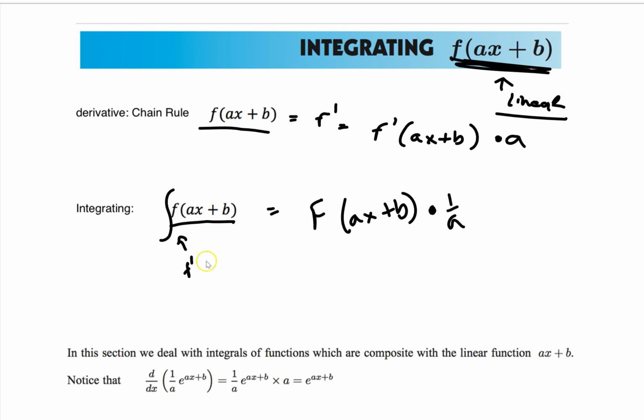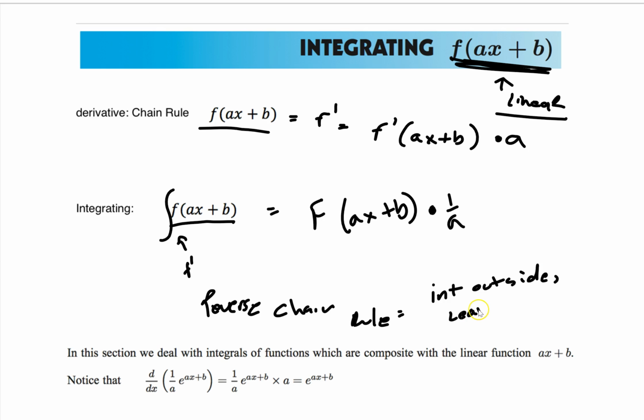So that's the idea. So reverse chain rule is you integrate the outside, leave the inside alone, and then divide by the derivative inside. It's the opposite. We're doing the opposite of the derivative. Divide by the derivative of the inside, or u prime. There we go. So that's the idea, and that's pretty much it.